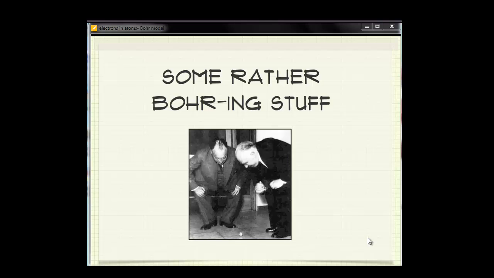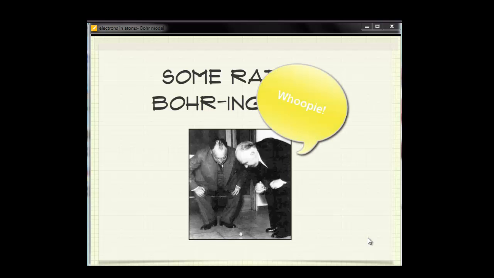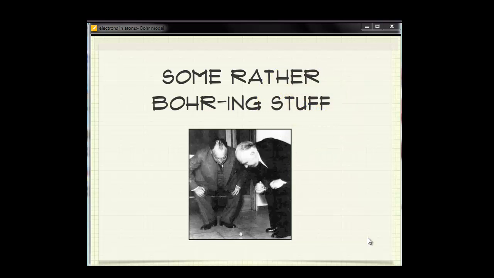We get to talk about some boring information today. Boring as in B-O-H-R-I-N-G. Boring as in Niels Bohr, the gentleman on the right, having so much fun apparently watching a coin roll on the floor. Now, who can say he's boring?